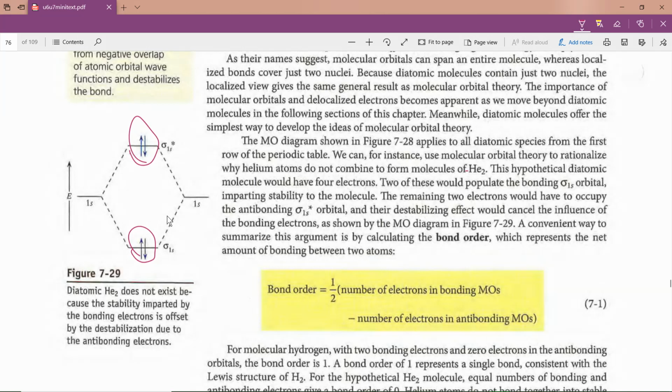Okay, so you're going to say, there's a destabilizing effect. That may cancel the effect of the bonding electrons, and it does, and we can get the bond order. So the bond order is a way to describe what's happening between the two atoms. So the equation is bond order is 1/2 the number of electrons.